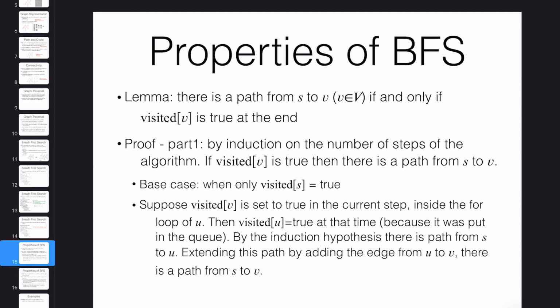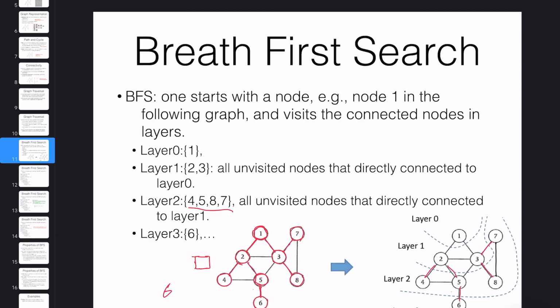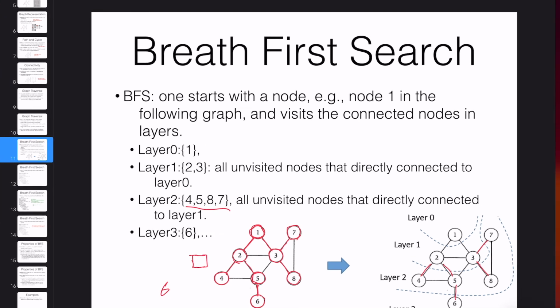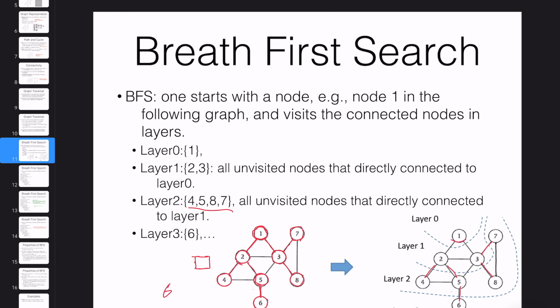I have written the full proof in the lectures, but the idea of the proof is that if you start from any node, this is very intuitive. You started from node 1 in this example, you visit all the nodes which are directly connected to that node. Okay, and from those nodes, you expand it. You will visit all the nodes which are connected to that.